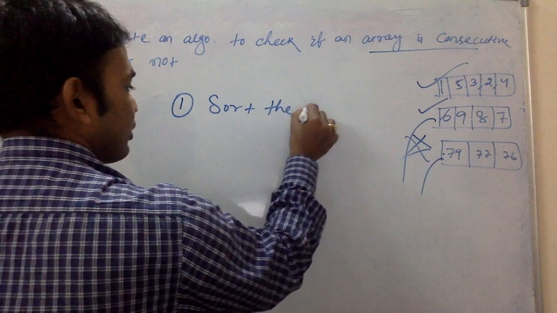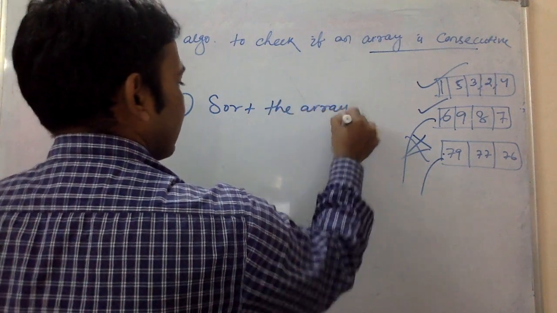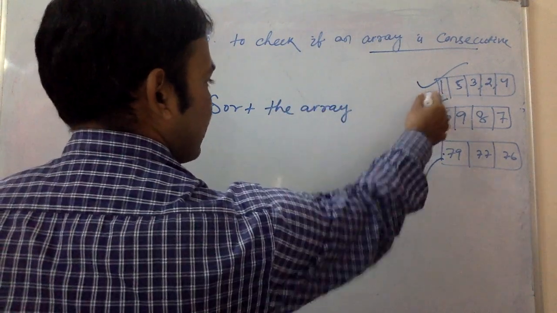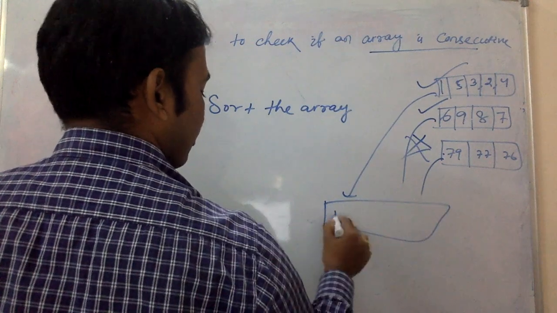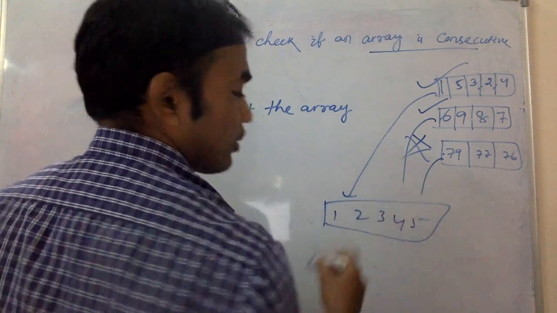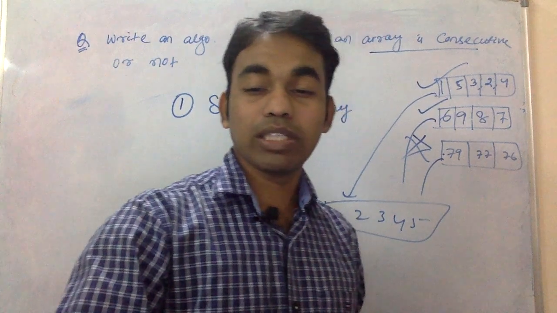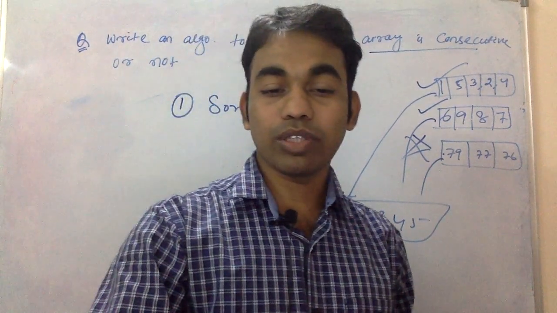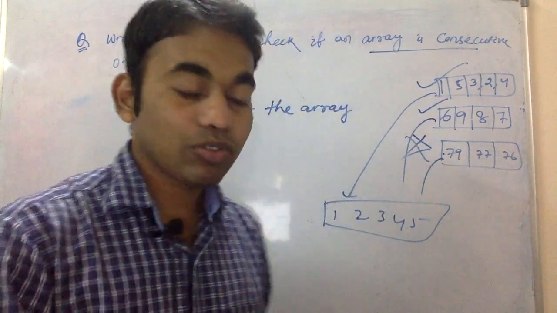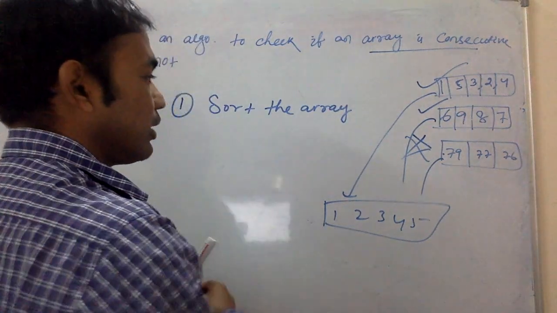If you sort the array, sort the array means if this is given, 1, 2, 3, 4, 5. So if you are sorting the array, then we are done, right?